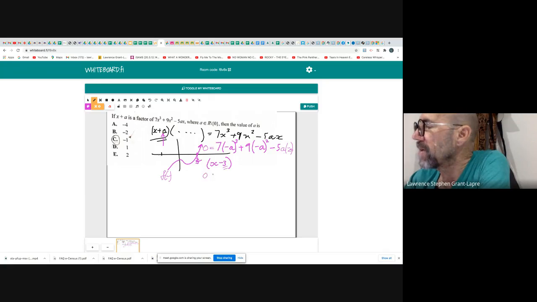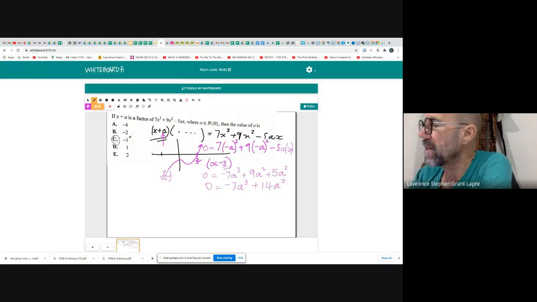So 0 equals negative times negative times negative, 7a cubed. Negative times negative is a positive, so 9a squared. And negative times negative is a positive, so plus 5a squared. All right, just simplifying this, we've got -7a cubed plus 14a squared.